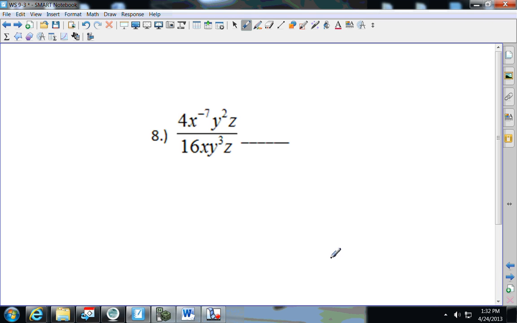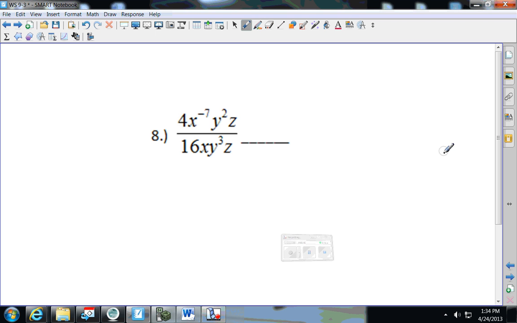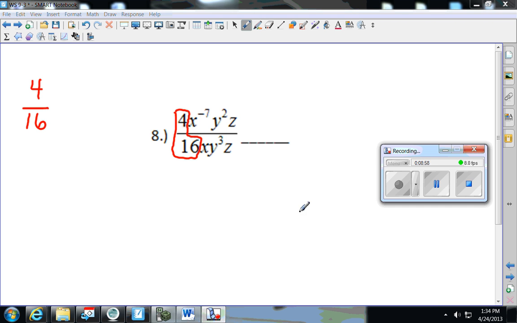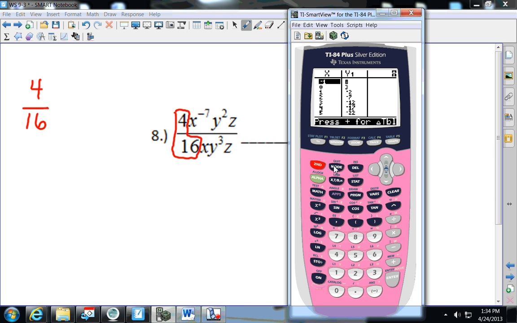All right, number 8. Here's the next one. Try this one. This one right here, treat your coefficients like normals. If I had 4 over 16, it is 1/4, but I want to remind y'all, it's 0.25 as well, yes, but we're going to write it as a fraction. We're going to put in there 4 divide 16, just to remind you. Math, enter, enter. Gives you 1/4, okay?